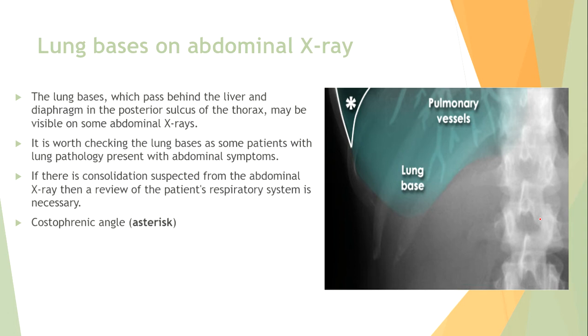Lung bases on abdominal X-ray. The lung bases, which pass behind the liver and diaphragm in the posterior sulcus of the thorax, may be visible on some abdominal X-rays. It is worth checking the lung bases, as some patients with lung pathology present with abdominal symptoms. If there is consolidation suspected from the abdominal X-ray, then a review of the patient's respiratory system is necessary. So here we see the costophrenic angle.